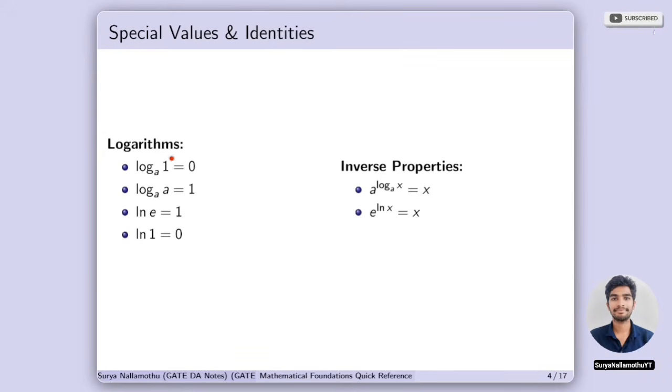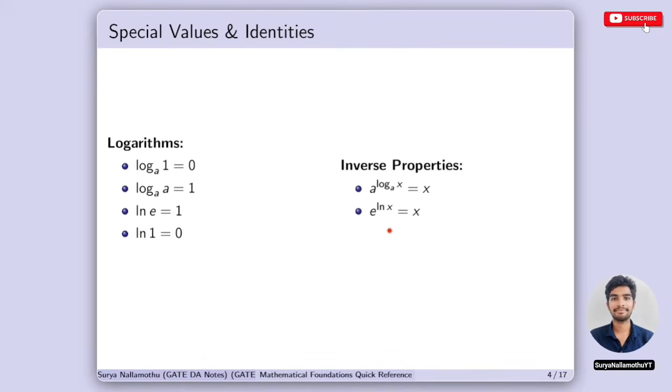Here the logarithm formulas: log 1 becomes 0, then log a base a becomes 1, log e becomes 1, and ln of 1 becomes 0. The inverse properties are a power log x base a becomes x, and e power ln of x is nothing but x. These are the inverse properties in the logarithms.